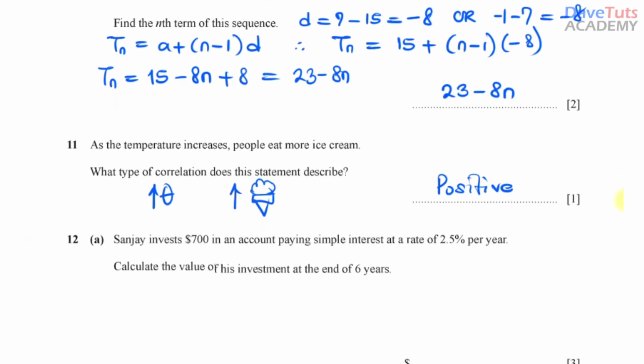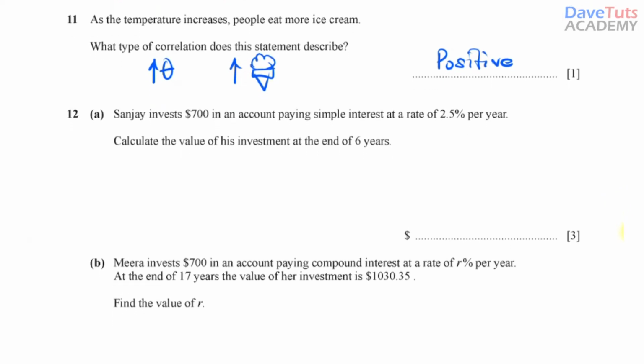Okay, and then we can look at this question in which we are told that Sanjay invests $700 in an account paying simple interest at a rate of 2.5% per year. We have to calculate the value of his investment at the end of 6 years.